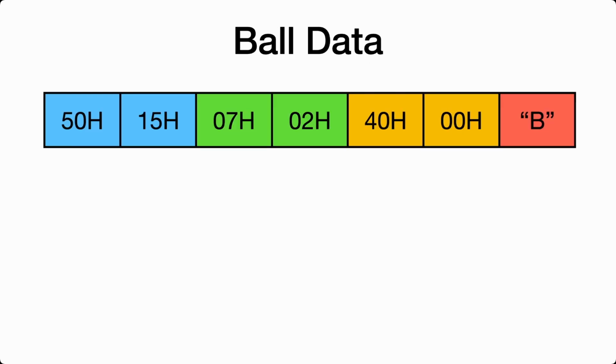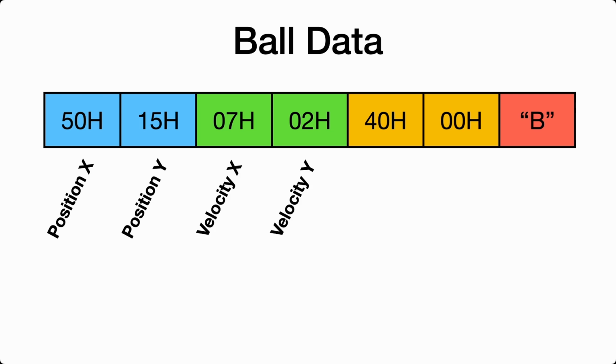So one ball by itself would be pretty boring. It needs to have multiple balls. This is how I've set up the ball data. Obviously we need the X and Y position of the ball in pixel space. So remember there's 100 across and 32 down. In hex that's 64 hex across and 20 hex down. We also need a velocity, which we've just talked about. Now I've got 7 and 2 here. What does that actually mean?